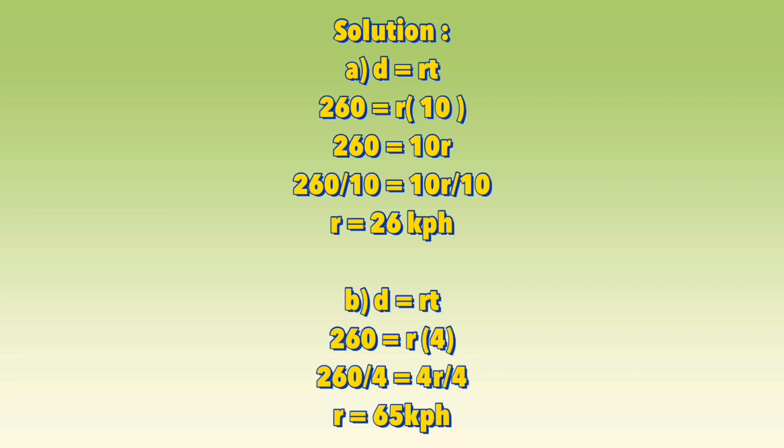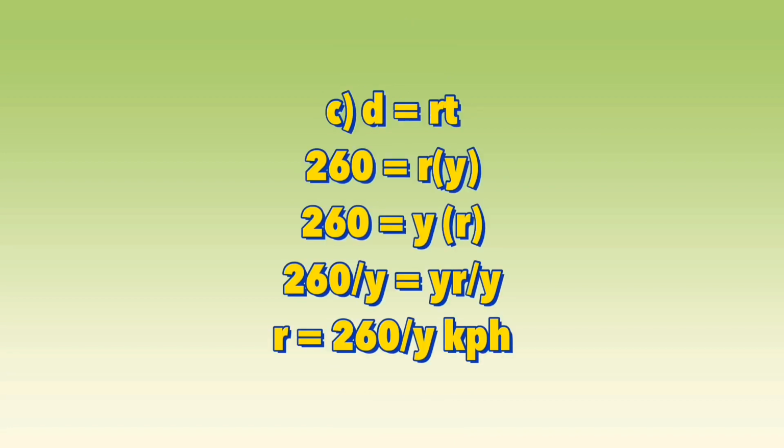And for letter C, the same formula that we're going to use, D equals RT, and the given distance is 260 equals R times Y, because for letter C, Y is the given. Then 260 equals R times Y, equals YR. And we're going to divide both sides by Y. So that's why our rate for letter C, R equals 260 over Y kilometers per hour.